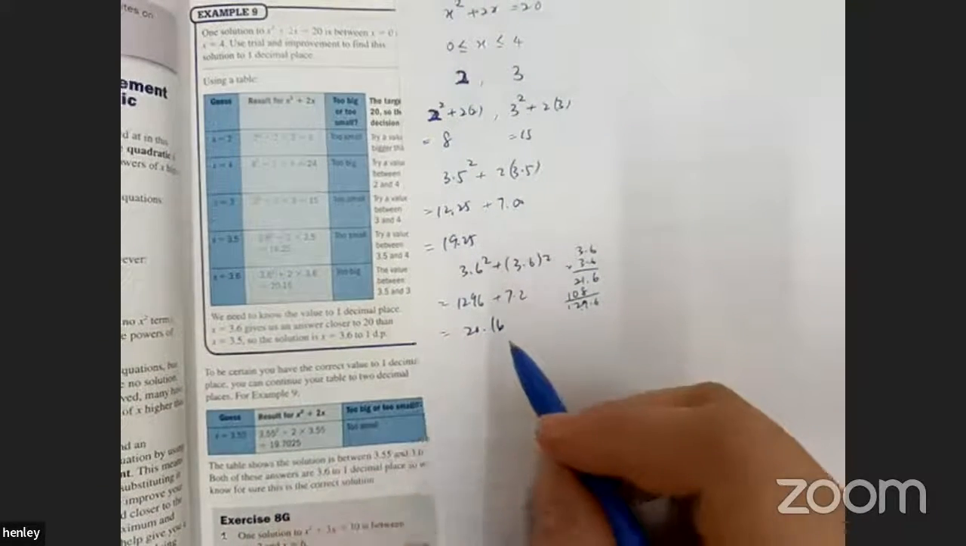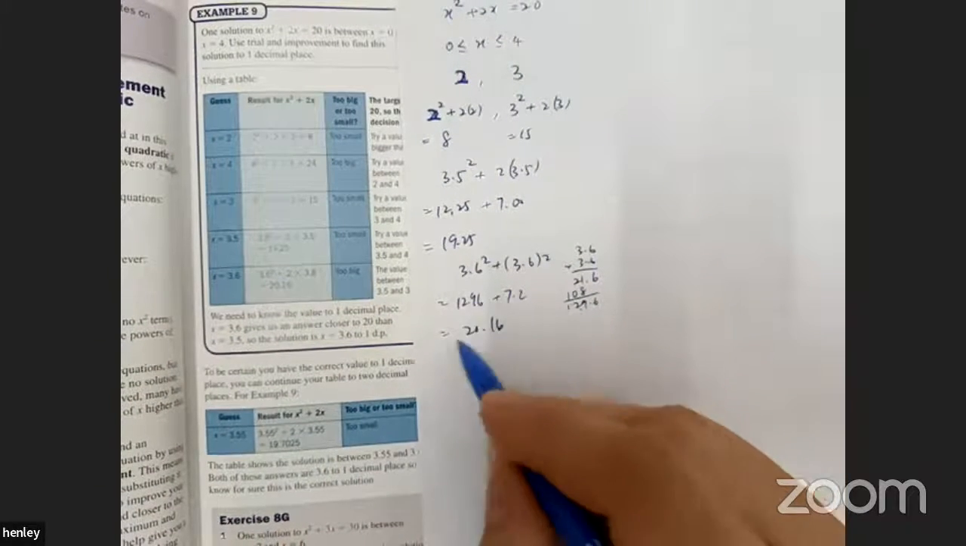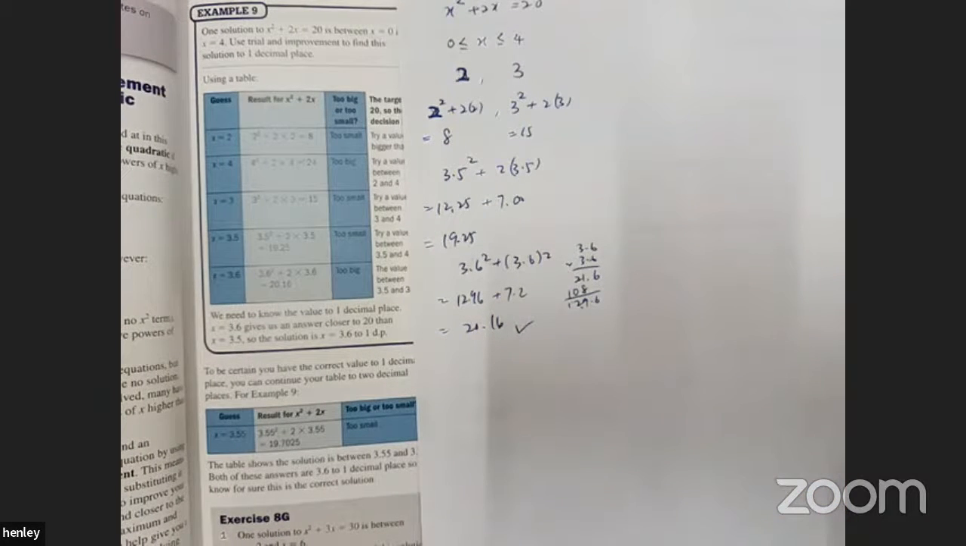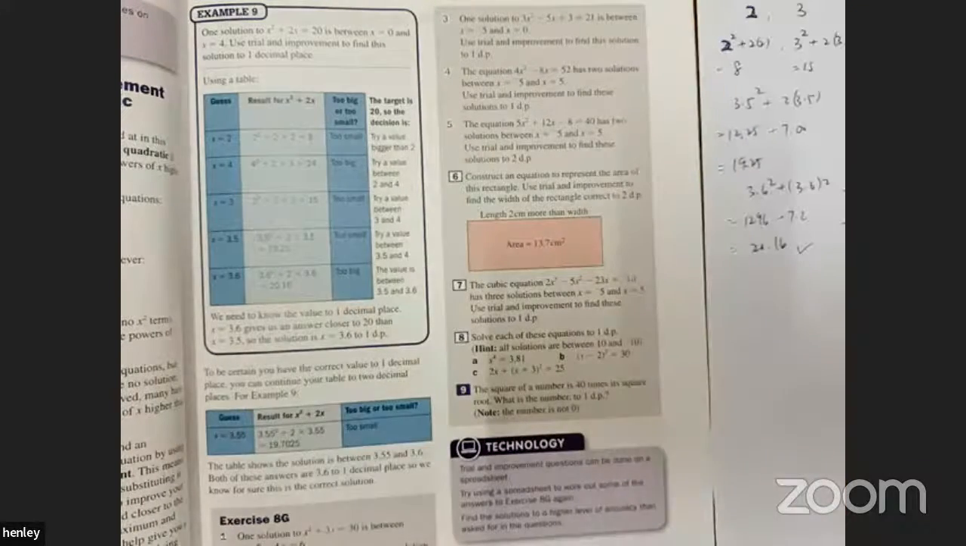So I think the answer is close to this one. I think this number and this number, this is closer, right? So we may get 3.6. So this is always the trial and error method, so you can find the answer.